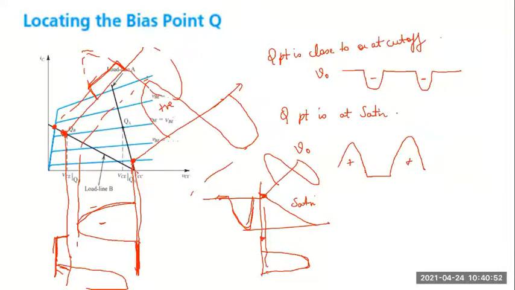So in other words, the closer and closer I come to cutoff, say if the Q point is here, I can give only a very small signal so that the complete signal lies in the active region and shouldn't go beyond cutoff. I can't increase the maximum amplitude of the input signal, or the signal swing will be very small as you bring the Q point closer to saturation or cutoff. But if it is in the center, you can give the highest possible signal swing.